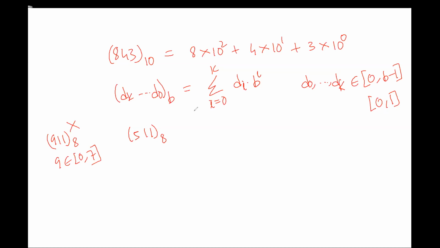Okay. And what is the value of 511? So it is 5 times 8 square plus 1 times 8 power 1 plus 1 times 8 power 0. 8 square is 64. 64 times 5 plus 8 plus 1, how much is this? 329. Thank you, Pratyush. I'm about to ask, but the answer came before. Great. And this is 329 in base 10.